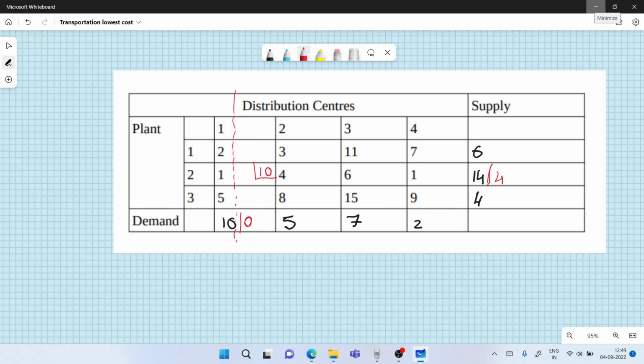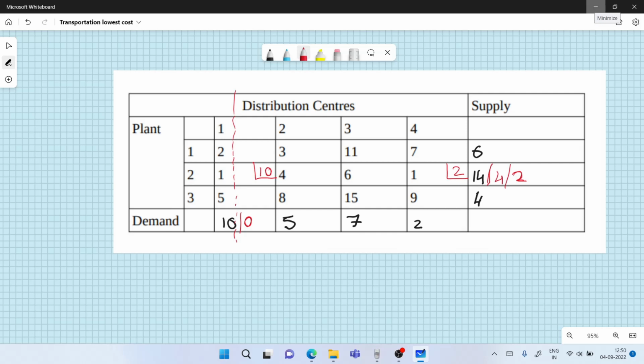Now we have distribution centers 2, 3 and 4. And now in this matrix, we see what is the minimum cost. And of course, the minimum cost is 1. That is supply from plant number 2 to distribution center number 4. It's but natural, since this cost is least, we supply 2 million liters to distribution center number 4.